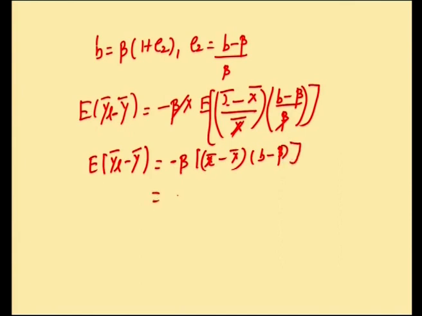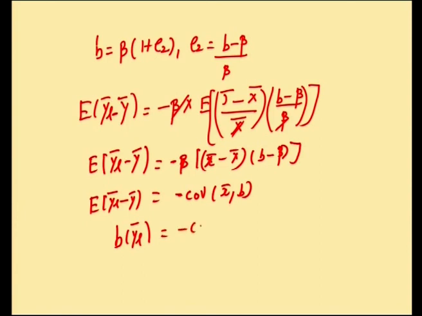So, this is actually minus covariance of x bar comma b. So, we know that the regression estimator is not an unbiased estimator, it is a biased estimator, and expectation of YL bar minus y bar gives us the bias of the linear regression estimator, which is equal to minus covariance of x bar comma b.